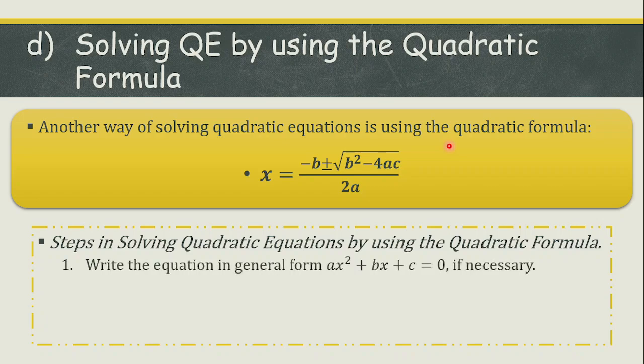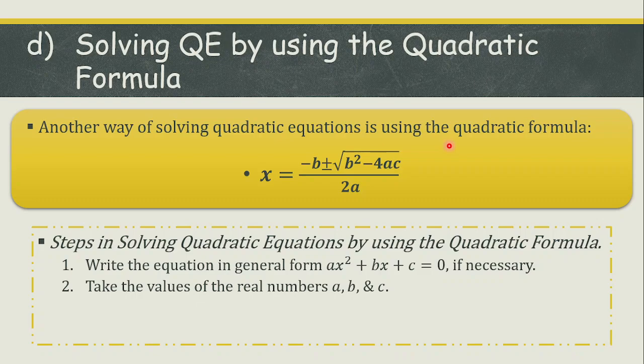For step 1, write the equation in general form ax squared plus bx plus c is equal to 0, if necessary. Bakit ba sinabi kong if necessary? Kasi there are times that the given quadratic equation is already on its general form. Pag hindi lang siya nasa general form, doon niya lang kailangan i-change yung equation into general form. Step 2. Take the values of the real numbers a, b, and c.